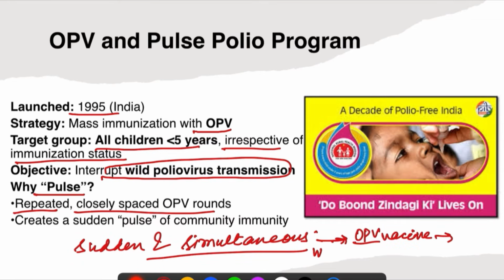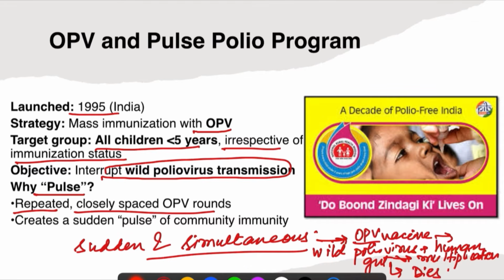What happens after this? The wild poliovirus needs the human gut for multiplication. Although it may survive outside, for replication it needs the human gut. So since the virus is not able to find a susceptible gut due to mass administration of the vaccine, the virus dies out in the natural environment, and thus this breaks the chain of infection.